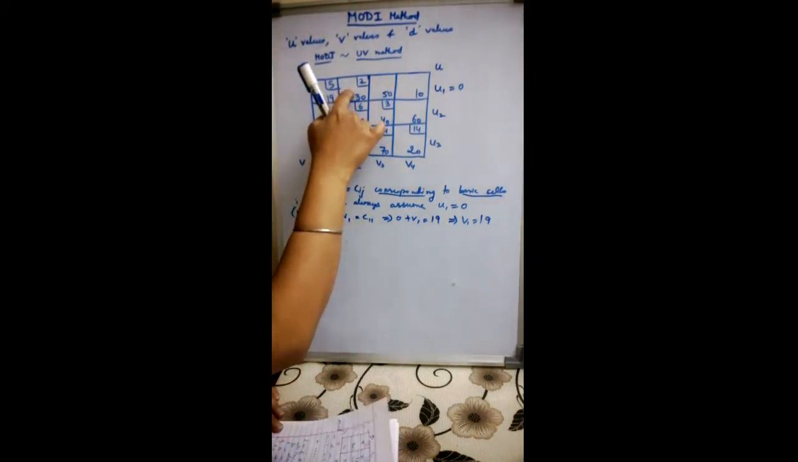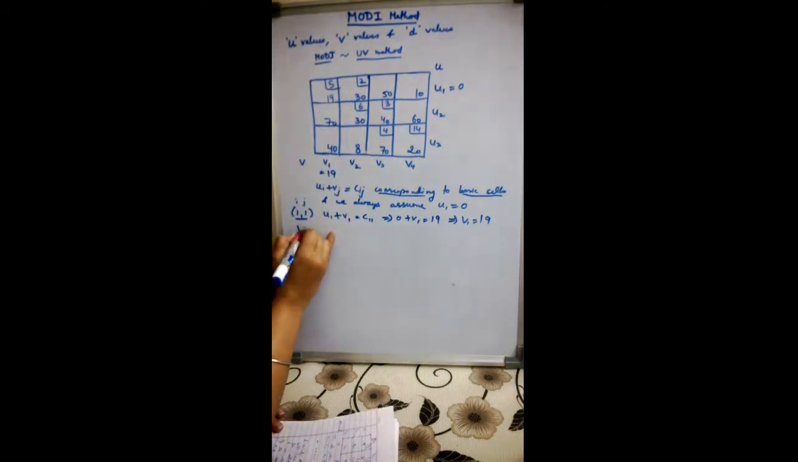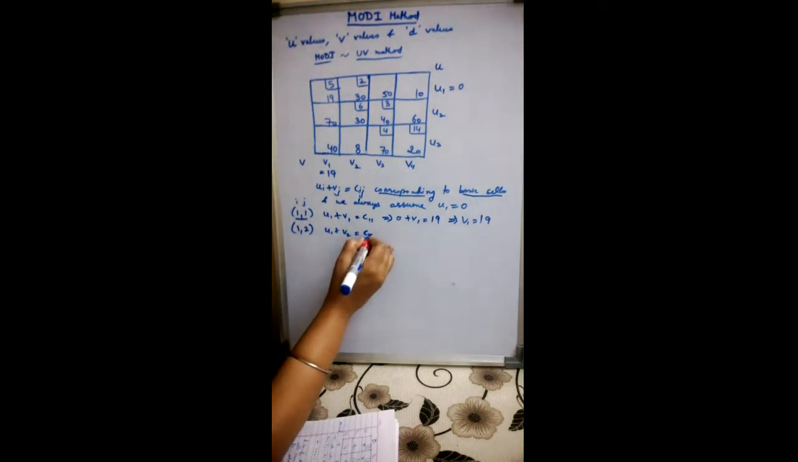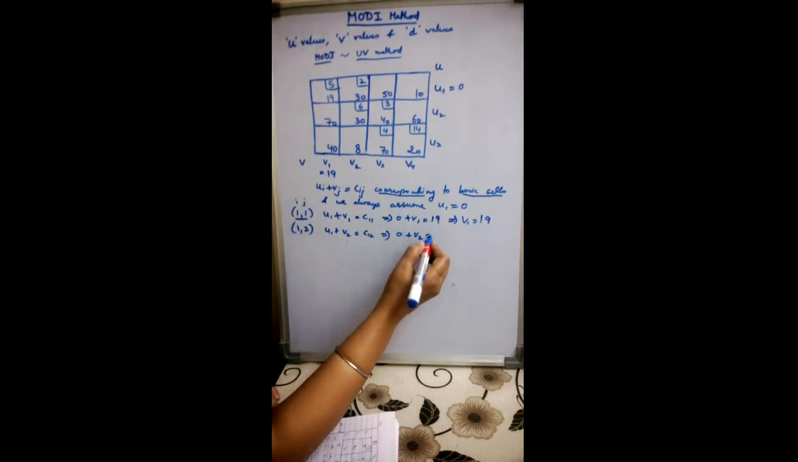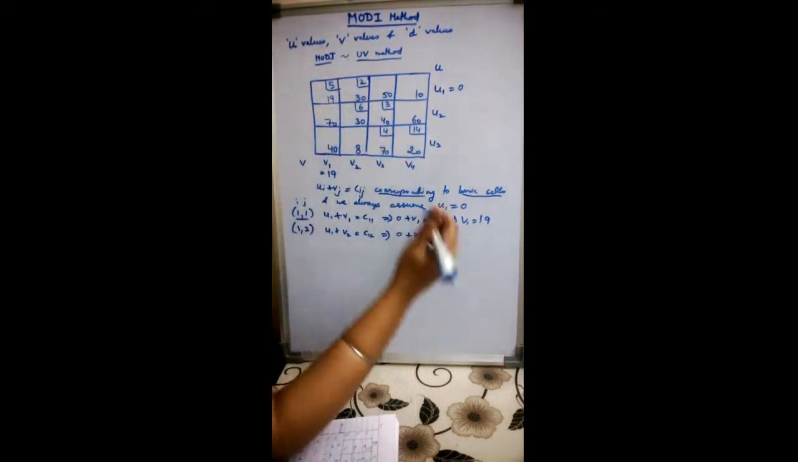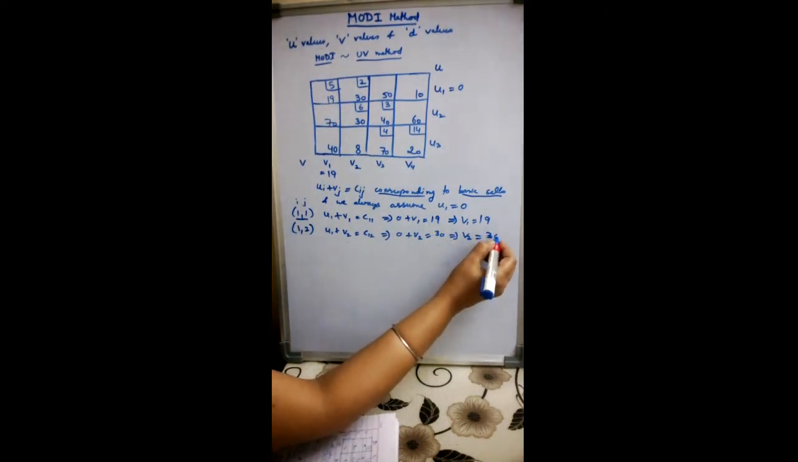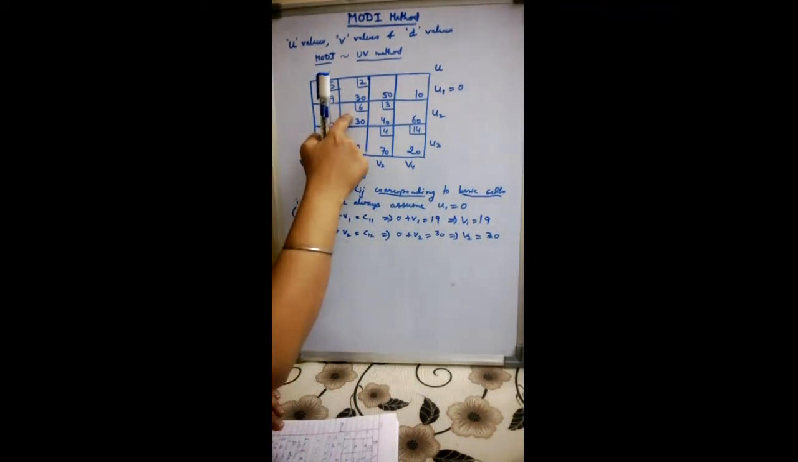Now I move on to the second basic cell. What is the location of this cell? This lies in first row, second column, so 1, 2. For this cell, ui plus vj equal to cij becomes u1 plus v2 is equal to c12. Now u1 is 0, v2 we have to find out, and c12 is the cost of this cell, which is 30. So this implies that v2 is 30.